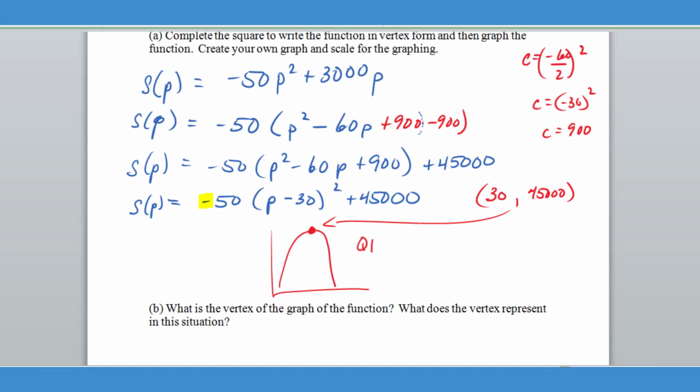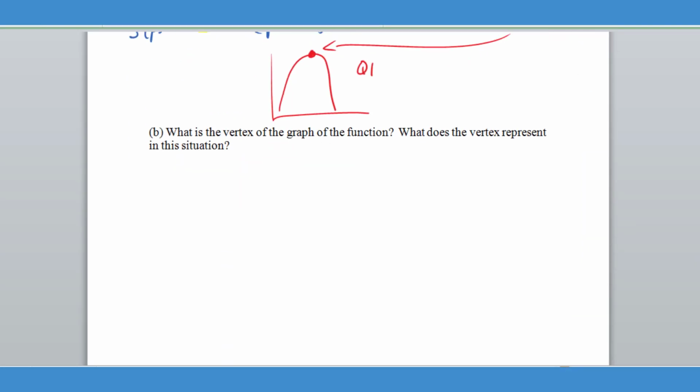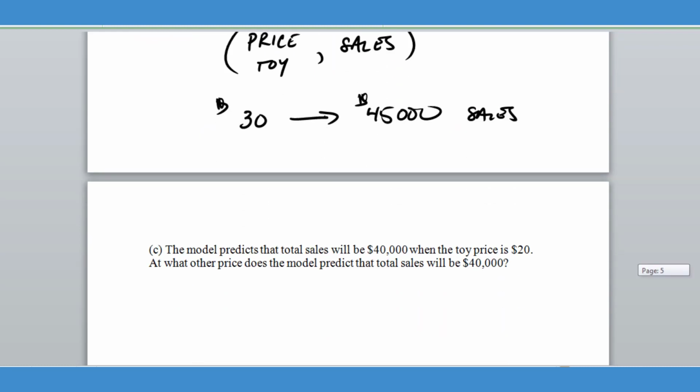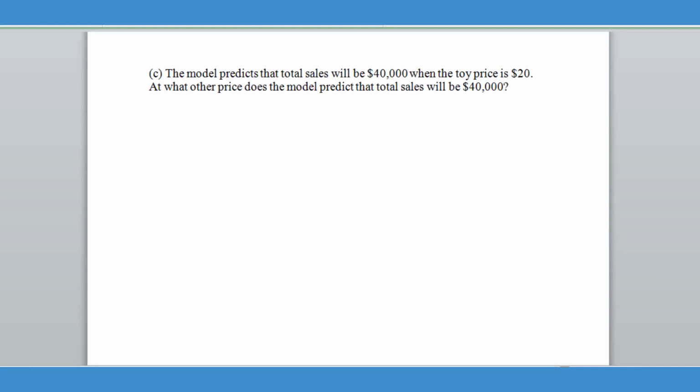Now, part B of this problem basically asks us what is the vertex of the function? And we already kind of defined that as 30 and 45,000. It says, what does the vertex represent? Well, the first part represents the price of the toy, and then the second part represents the sales that we would obtain with that given price. So at $30, I can expect $45,000 in sales.